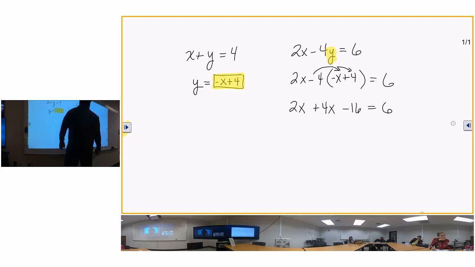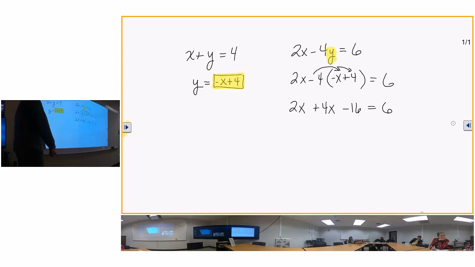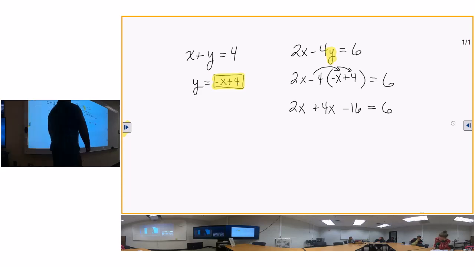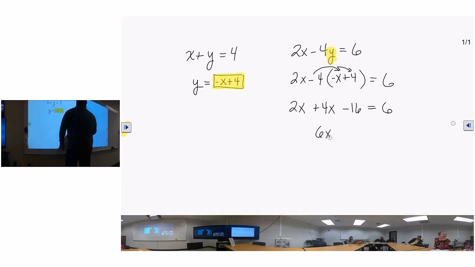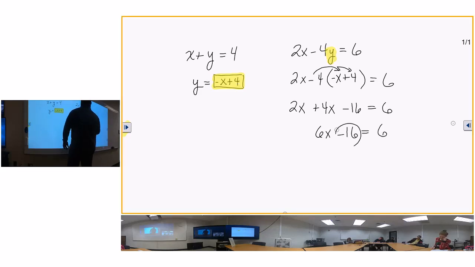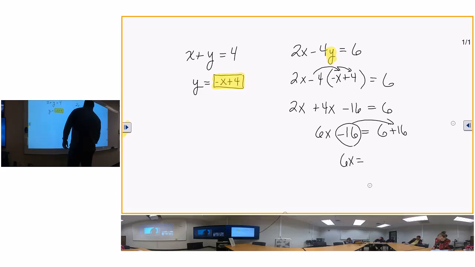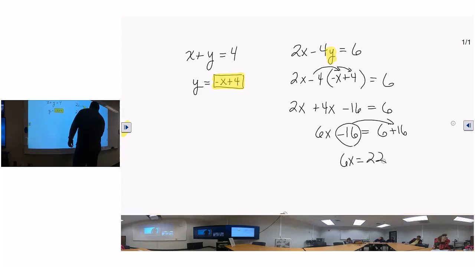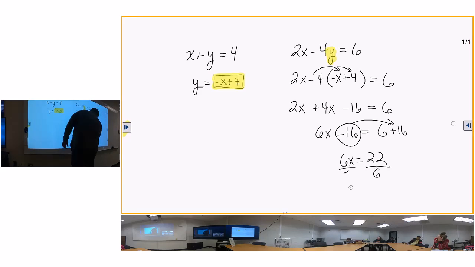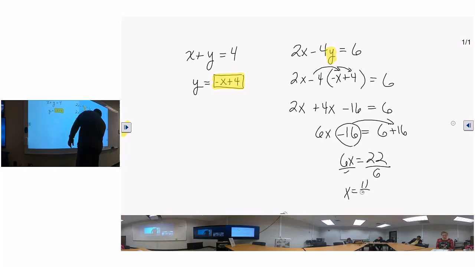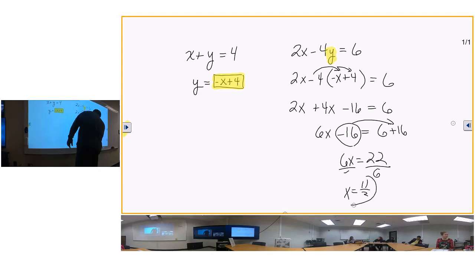negative 16. And now solve. What's 4 plus 2x? 6x. 6x minus 16. And then bring the 16 over. 6x is equal to, what's 6 plus 16? 22. Divide by 6. x is equal to 11 over 3. So what am I going to do with that 11 over 3?